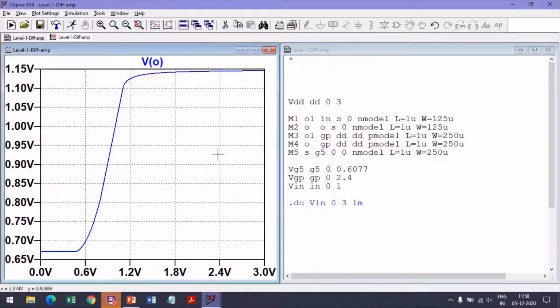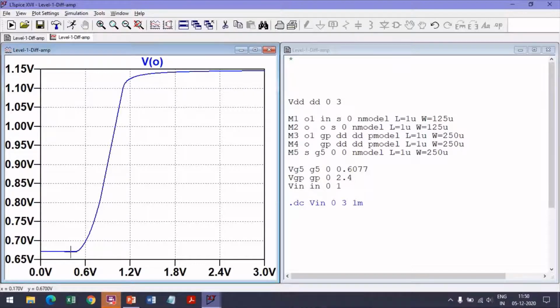Alright, so let us look at this VO. In fact, for a unity gain amplifier, when the input goes from 0 to 3, ideally we would like the output also to go from 0 to 3 with a slope of 1. Alright, but what we are seeing here is something completely different. So the output is constant at about 0.67 volts until the input crosses nearly 0.5 volts.